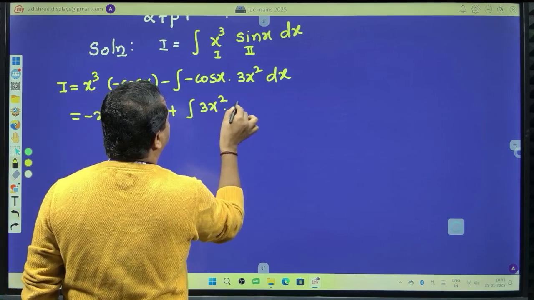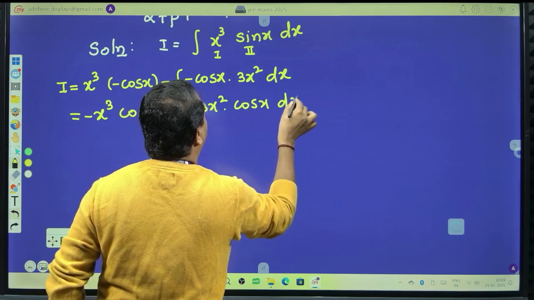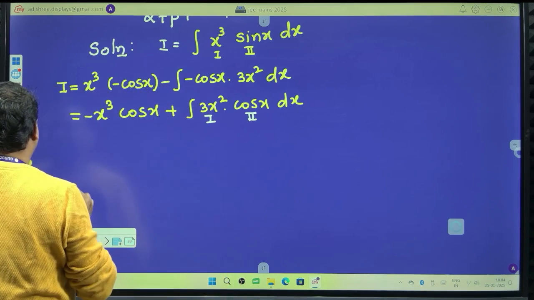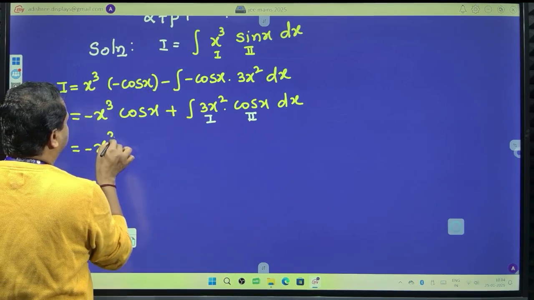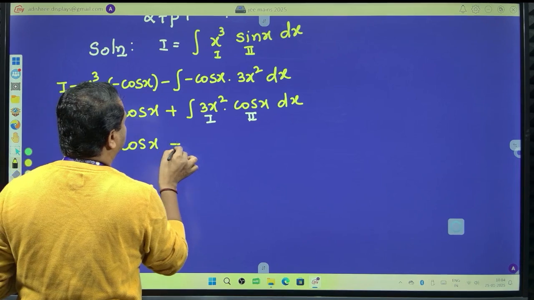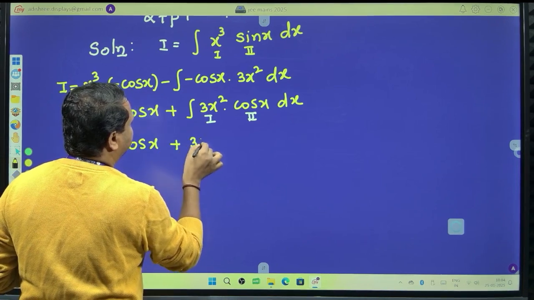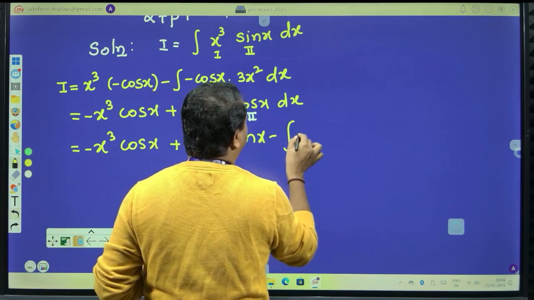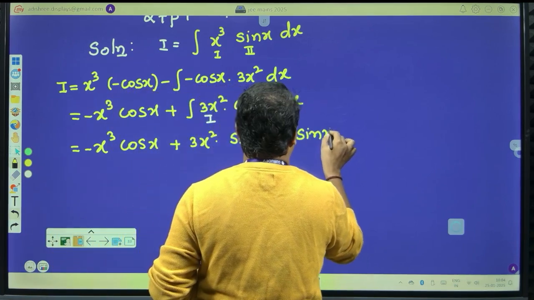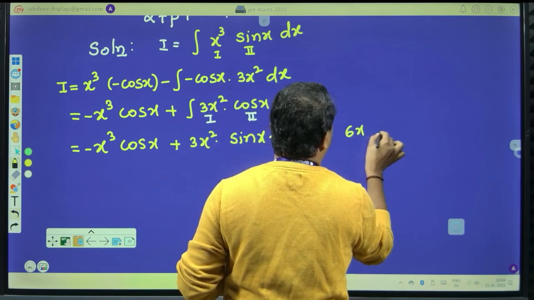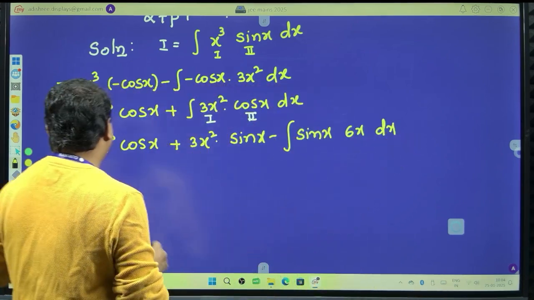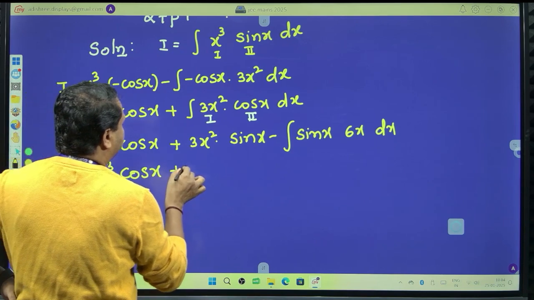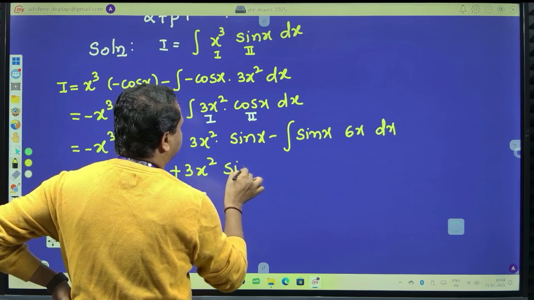3x square into cos x dx, where once again I am choosing 3x square as the first function and cos x as the second function. So, what should be our next step? Integration of x cube and cos x plus this term, 3x square as it is, integration of cos x is sin x, minus integration of cos x is sin x, differentiation of 3x square is 6x and dx, done. So, what we get? Minus x cube into cos x plus 3x square into sin x.